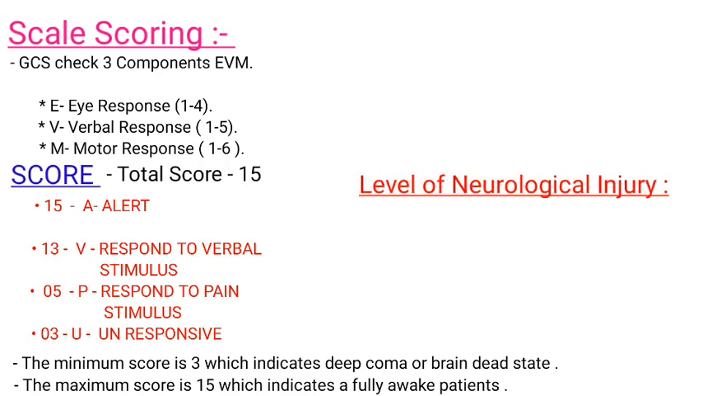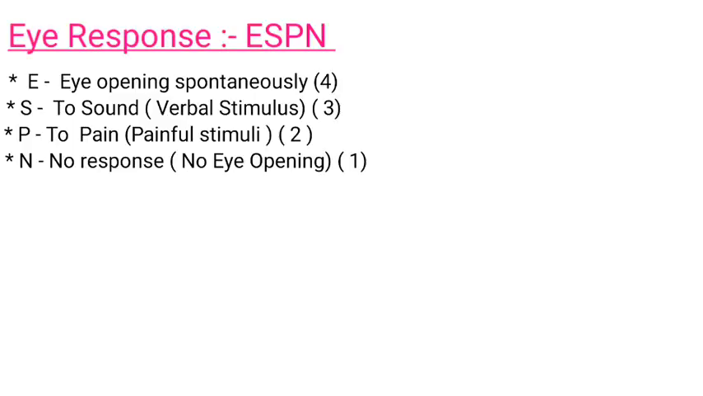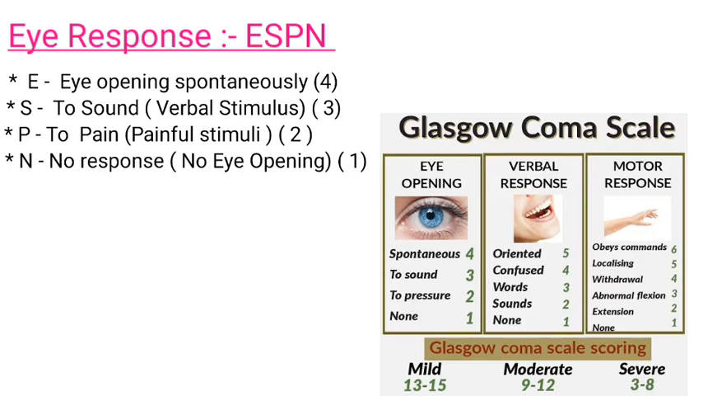Then the level of neurological injury. Mild 13 to 15, moderate 9 to 12, severe less than 8, death 3. Then the Glasgow Coma Scale components in the story of the mnemonic. To remember these components, EVM. First, E stands for eye response, 1 to 4.